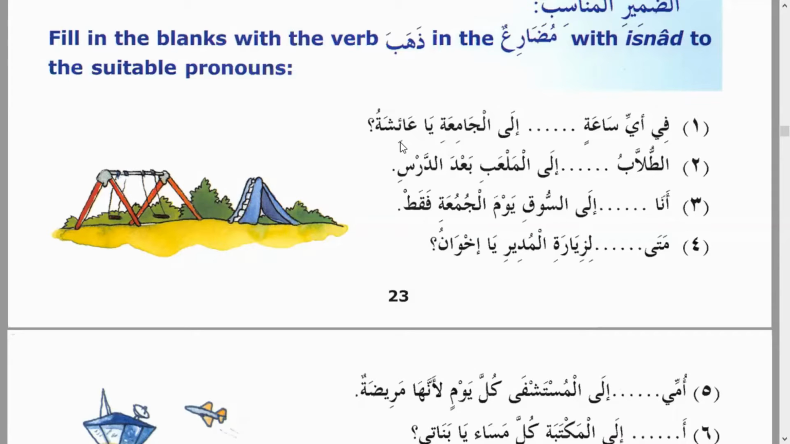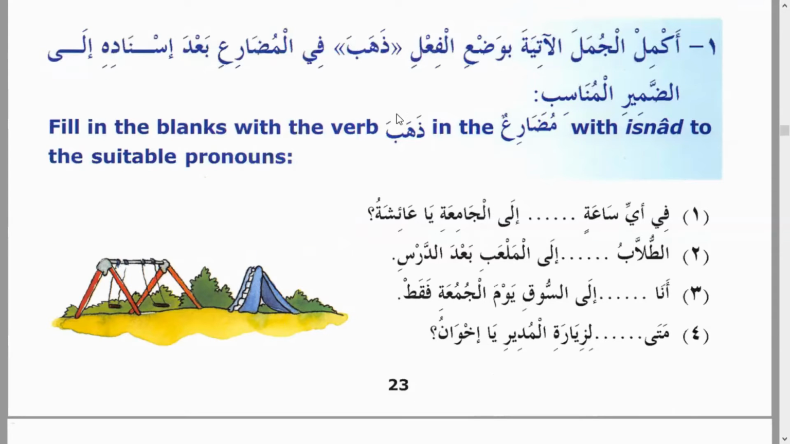Okay, okay, inshallah. So, في أي ساعة. So, ذهب, the mudara is yazhabu, right? Yazhabu. The mudara is yazhabu. Now, yazhabu, then but we are speaking to a feminine person. So whenever we are speaking to someone, we have to bring a ta, right? Ta. So this will become tazhabu, but we are not speaking to one person.